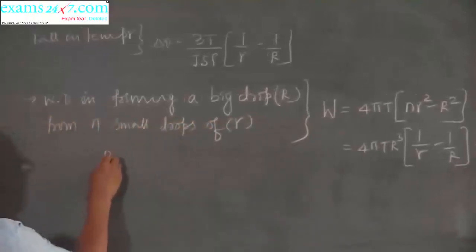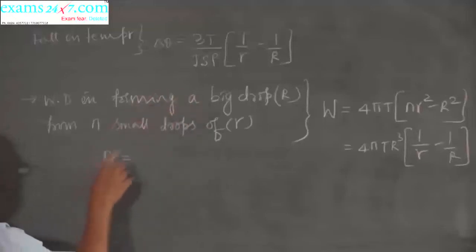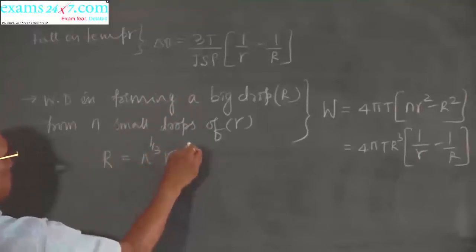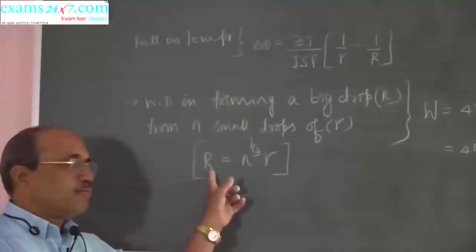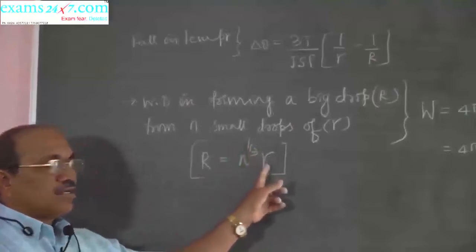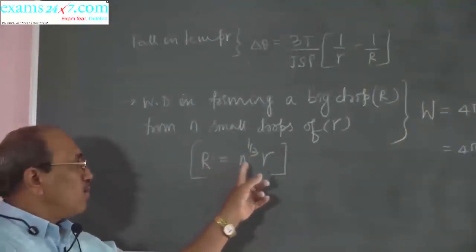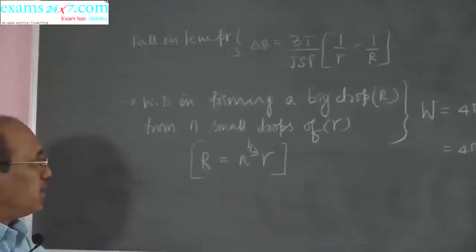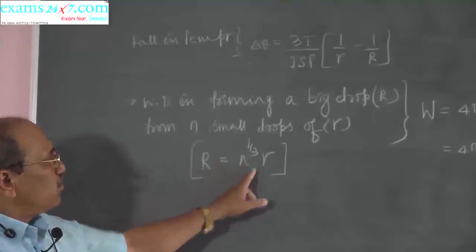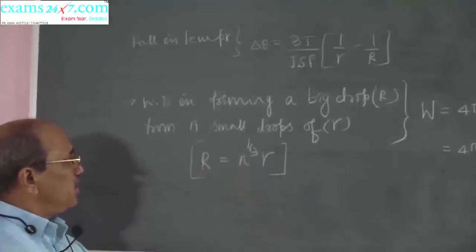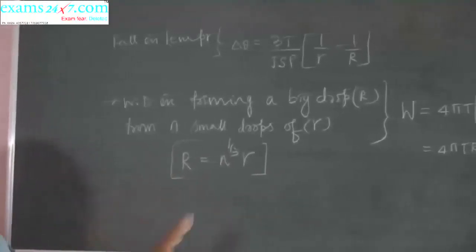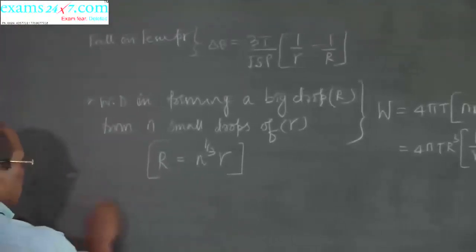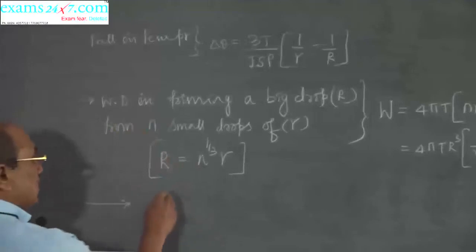Another thing I tell you: the bigger radius, the big drop radius, is equal to n to the power of 1 by 3 times the radius of the smaller drop. Because when we fuse under mechanical forces, the radius of the bigger drop equals n to the power of 1 by 3 r. The condition is that the volume of the big drop is equal to the volume of n small drops. If you use that relation, 4 by 3 pi R cube equals n into 4 by 3 pi r cube, you will get R equal to n to the power of 1 by 3 r. You have to use this in various places in different chapters: the radius of bigger to smaller drop relation. So here, in this case, area decreases.